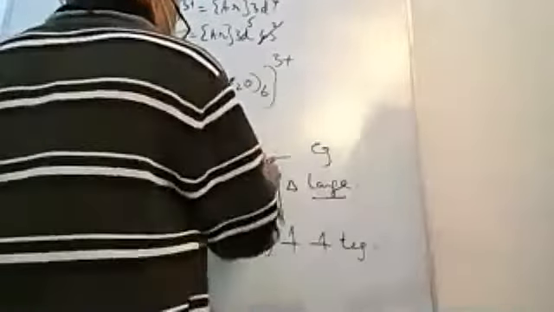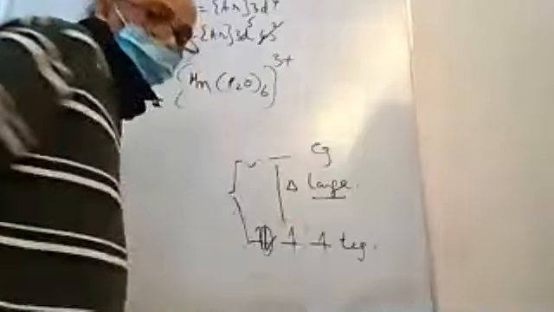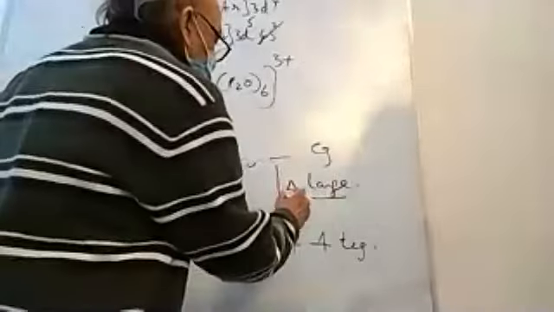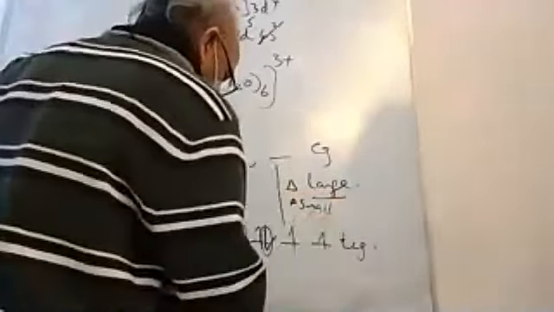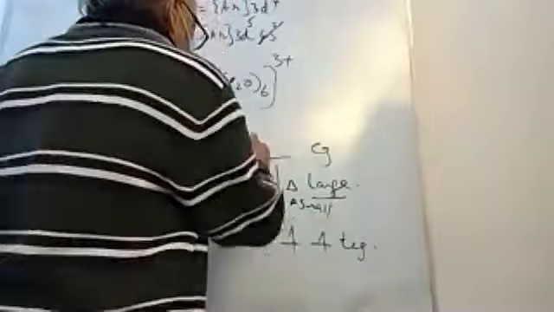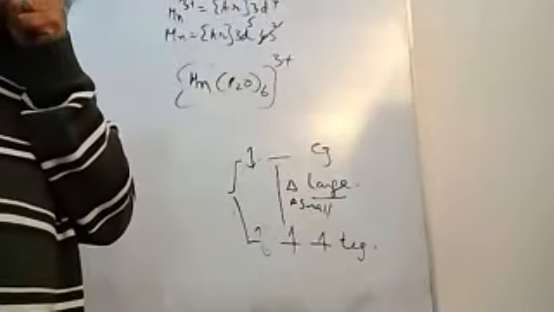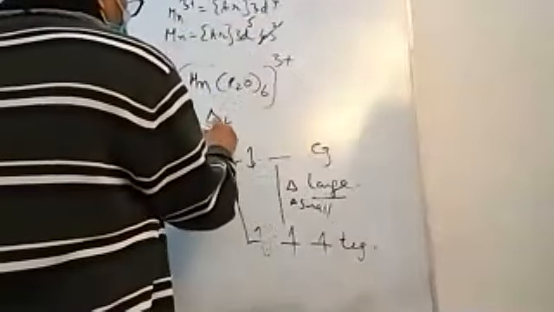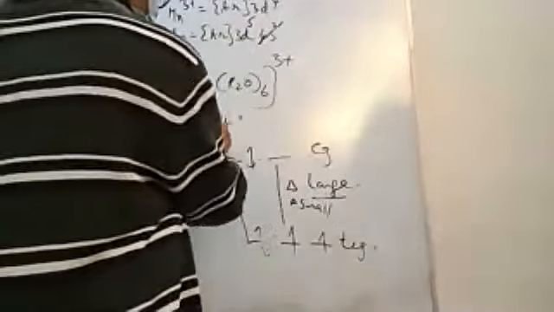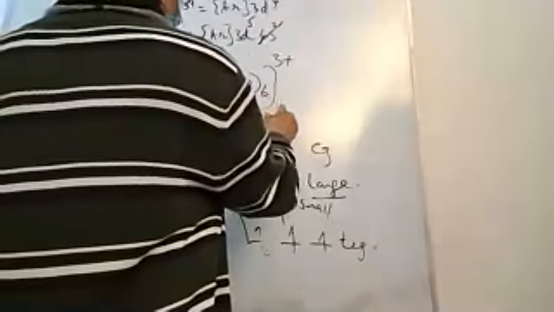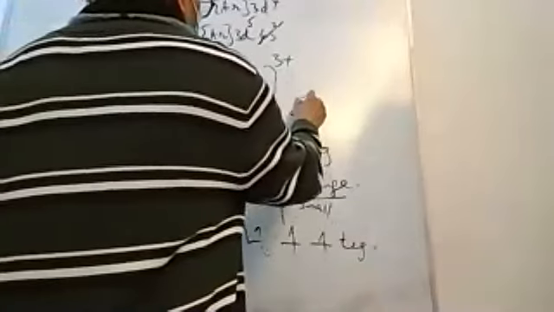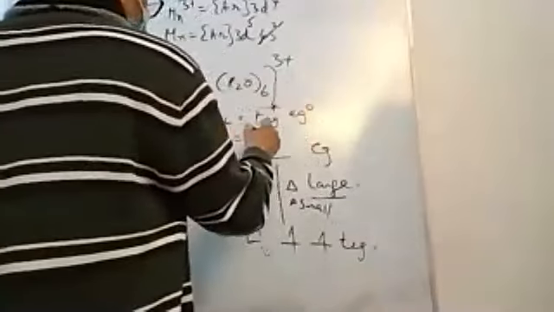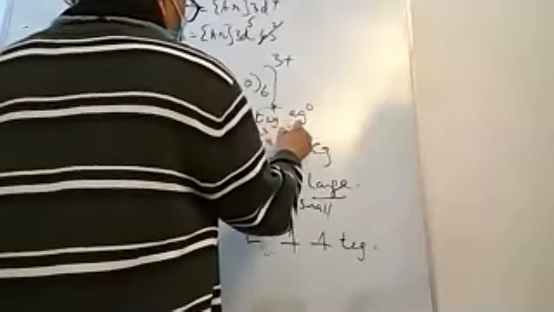Instead, this electron will come back here and pair up, in which case I will have two unpaired electrons. On the other hand, if the splitting is small, then the extra electron will come here. So the electronic configurations for delta large and delta small are as follows. For the large splitting, it will be T2g4 eg0. For the small splitting, we have T2g3 eg1.